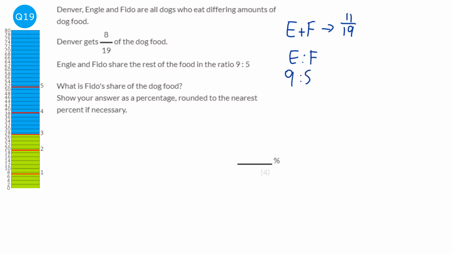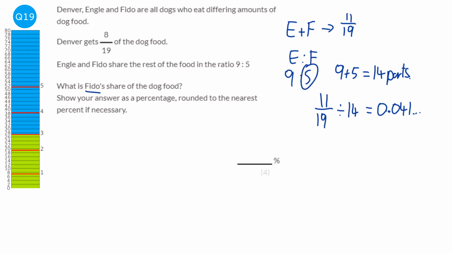And let's have a look and see, well, first of all, how many parts are all together. So 9 plus 5, which is 14 parts. So there are 14 parts in total, and the share that they get is 11/19. So what I'm going to do is to find out what fraction one of those parts is worth by dividing 11/19 by 14. So each part is worth, and I'm just going to keep this in my calculator, 0.041 and so on. And we're asked to find Fido's share.